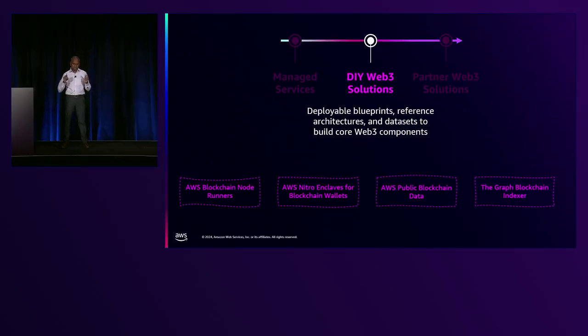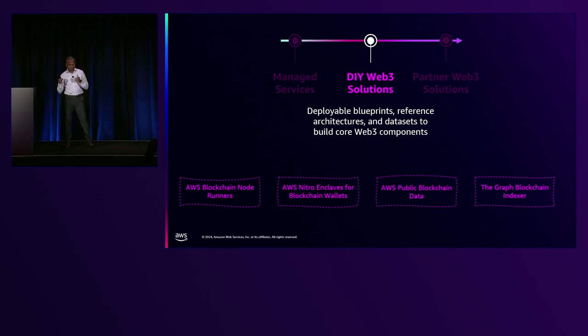Next one is our AWS public blockchain data. We have built an indexer that performs ETL functions for you for Bitcoin and Ethereum data. These blockchain data sets are made available to you for free through the AWS Open Data Initiative, and it's updated every day.